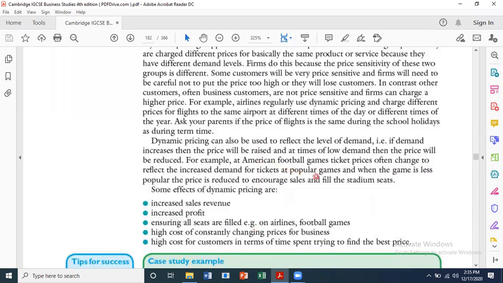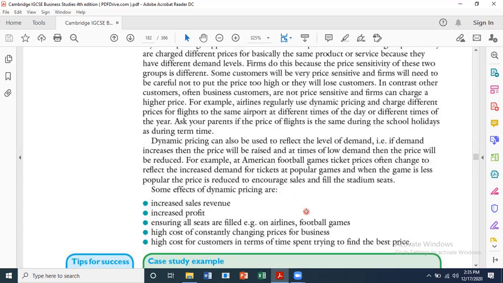Dynamic pricing can also be used to reflect the level of demand. That is, if demand increases, then the price will be raised, and in times of low demand, the price will be reduced. For example, at an American football game, ticket prices often change to reflect the increased demand for tickets at popular games, and when the game is less popular, the price is reduced to encourage sales and fill the stadium seats.